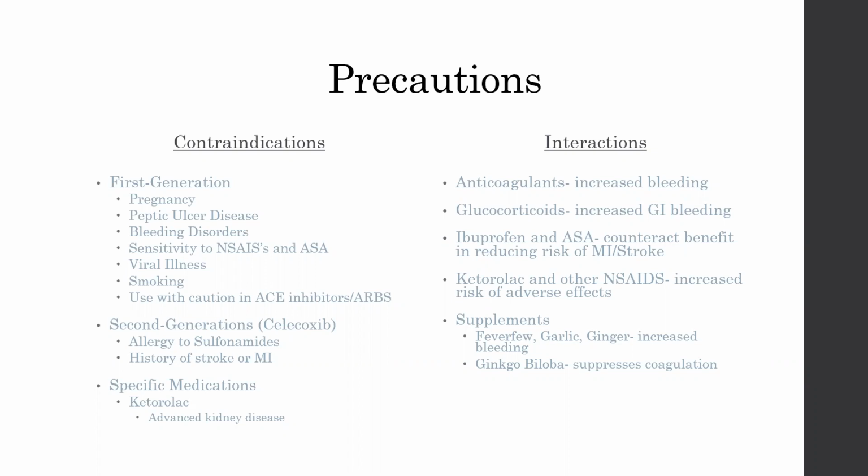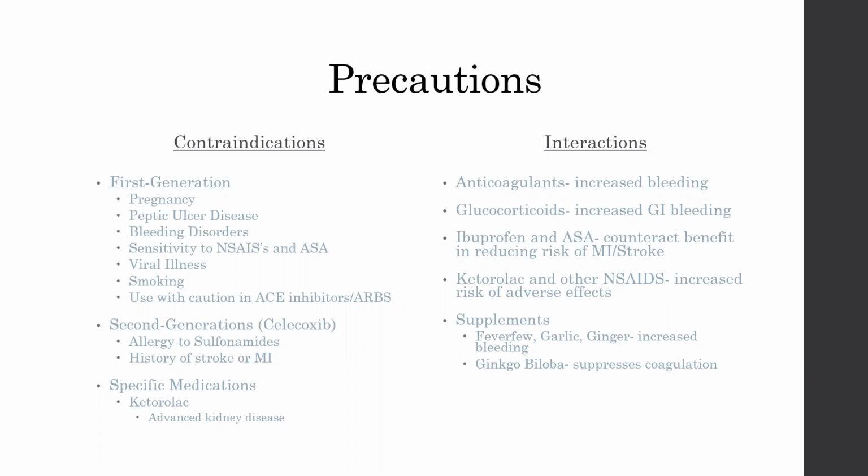Specific medications that we want to keep in mind with contraindications: ketorolac cannot be given in patients with advanced kidney disease. Interactions that these medications have are with anticoagulants because they both cause bleeding, so we could see increased bleeding. Glucocorticoids can cause GI bleed, so that could also increase the risk for GI bleed.